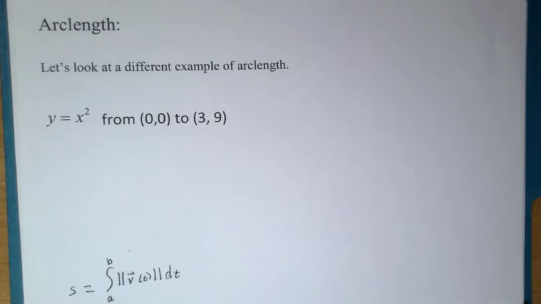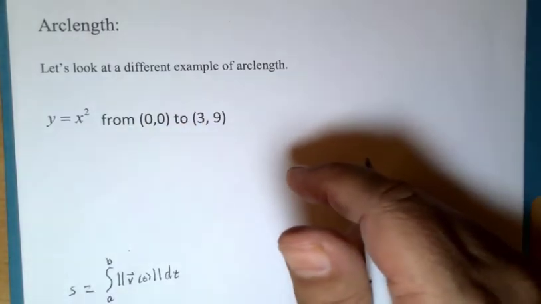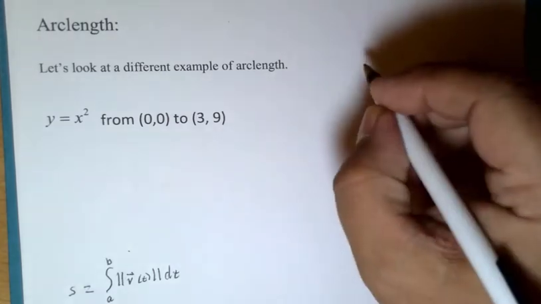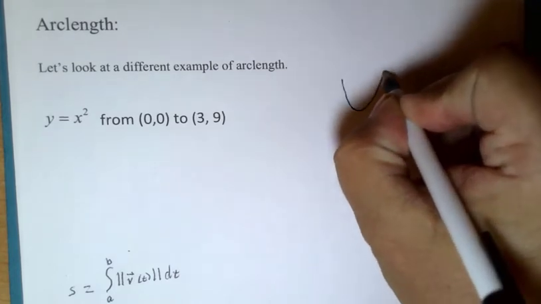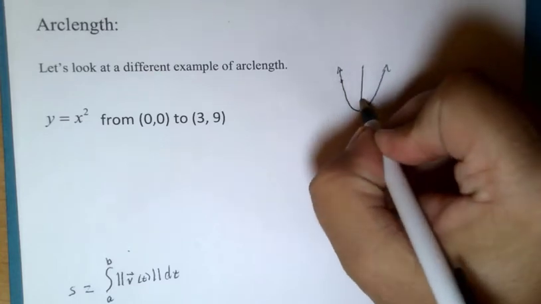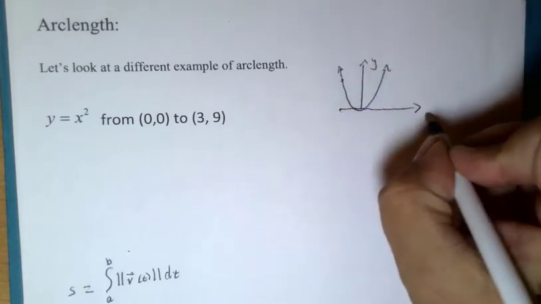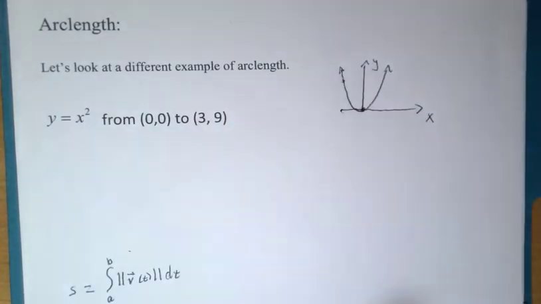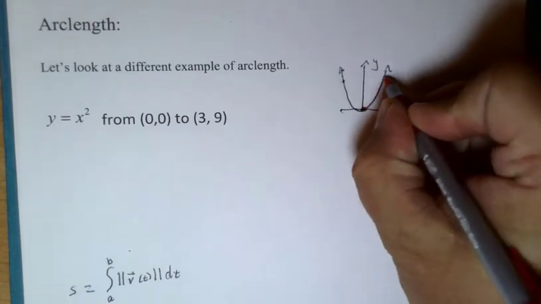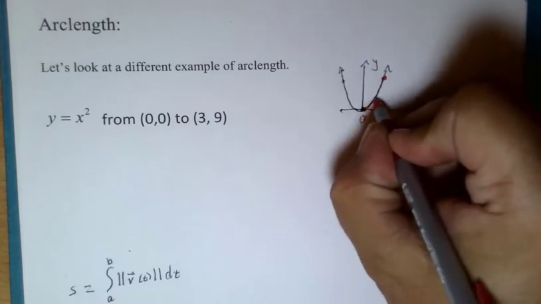So we need a vector valued function for this function here, and y equals x squared is, for many of us, the algebra for the first nonlinear function we ever saw. Looking something like this, vertex at the origin, opens up, all kinds of fun things we've learned about this. We are going to be investigating the length of the curve from here to here. So when x is 0 to x is 3.